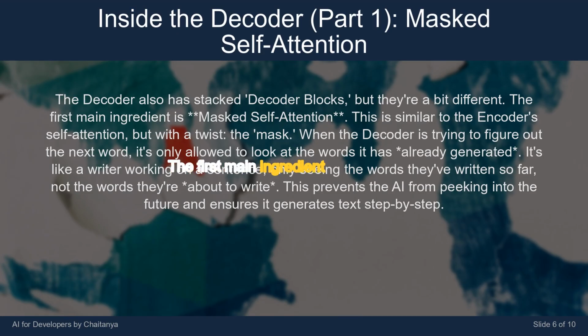The first main ingredient is masked self-attention. This is similar to the encoder's self-attention, but with a twist. The mask: when the decoder is trying to figure out the next word, it's only allowed to look at the words it has already generated. It's like a writer working on a sentence, only seeing the words they've written so far, not the words they're about to write. This prevents the AI from peeking into the future and ensures it generates text step by step.